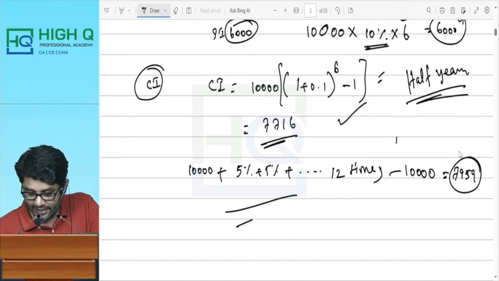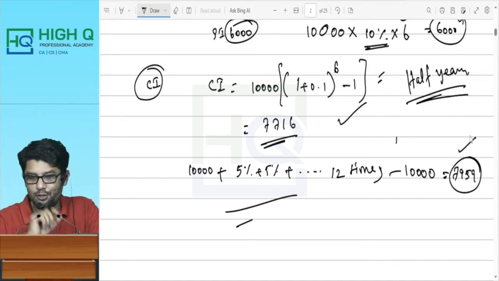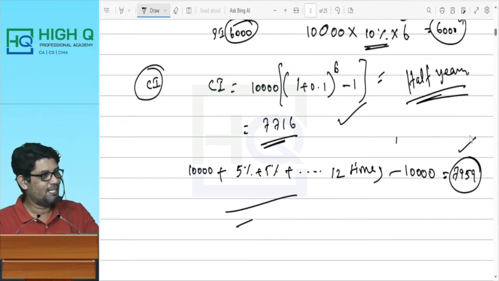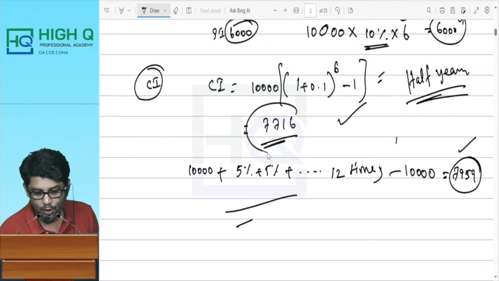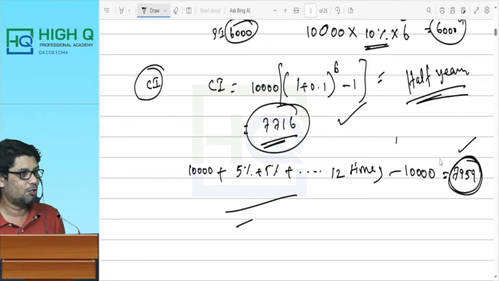Guys, have you noticed one thing? For both the cases, rate of interest is same. Number of years also same. Principal also same. But the amount which is coming out is different. Am I right, my dear? Say yes or no. The amount which is coming out is different.